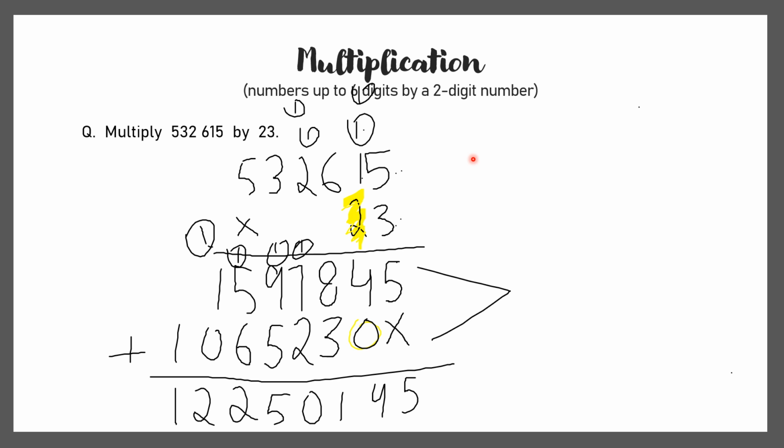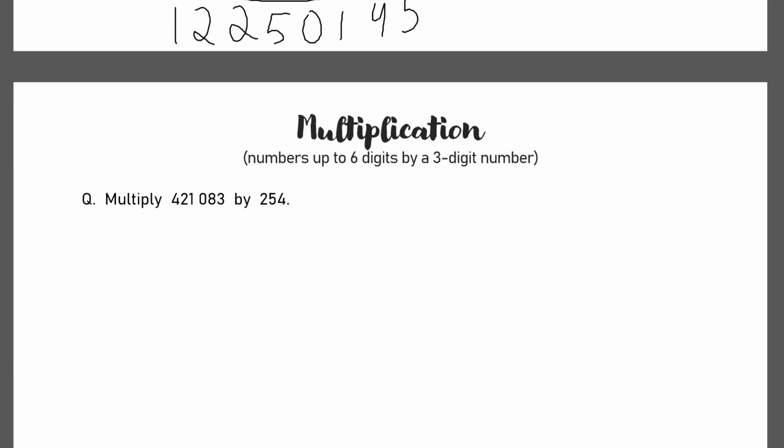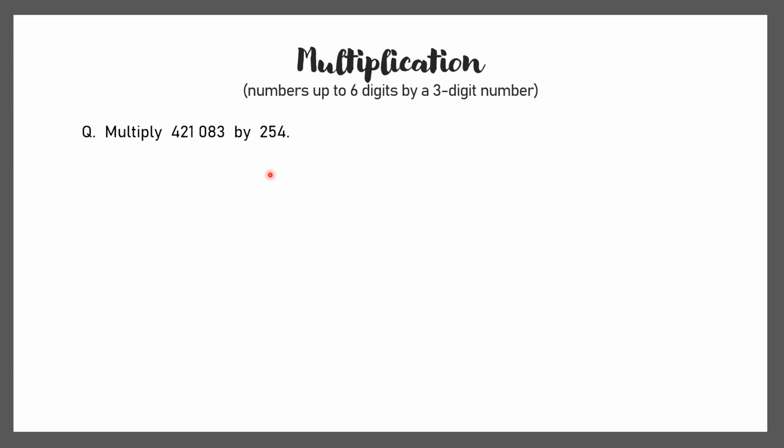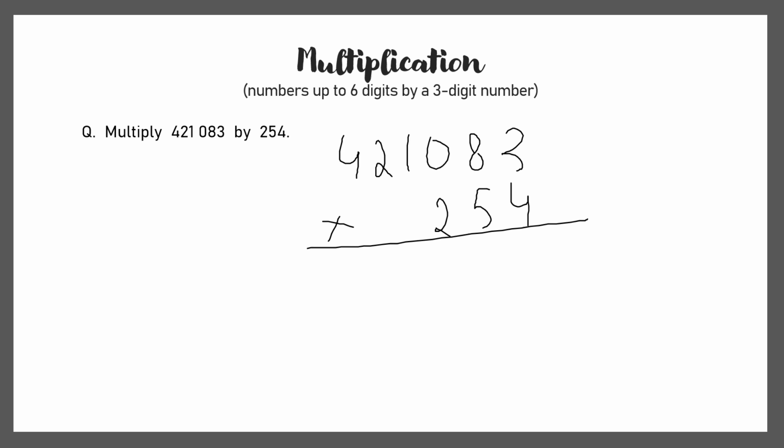Now we will do multiplication by a three-digit number. Okay, now we are multiplying by a three-digit number. So just like we did before, we will write the number here, 42108, and the multiplier here. Now there are three digits in the multiplier, so it will be done in three steps.